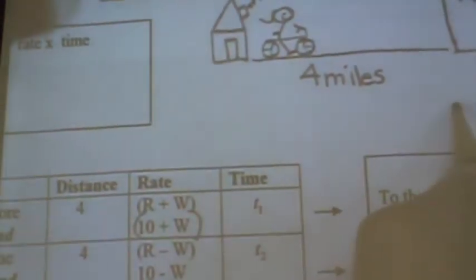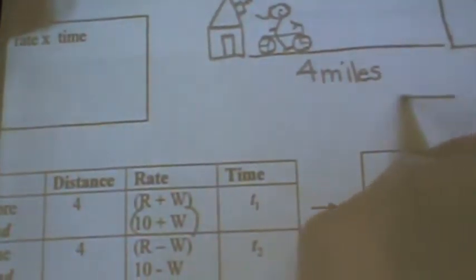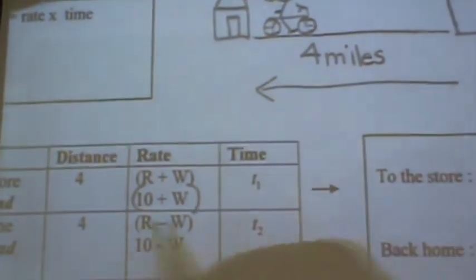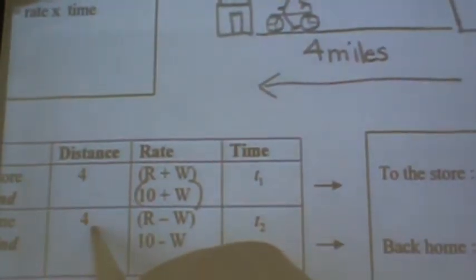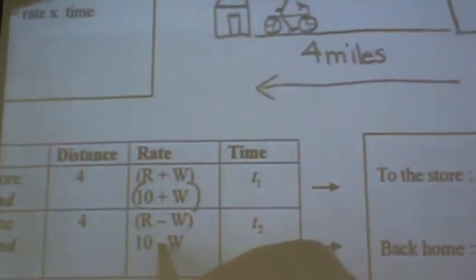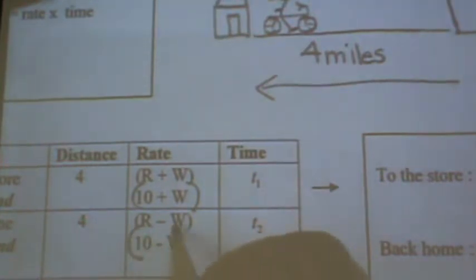Going back home, you're going against the wind. So you cancel, it's everything still out. 4 miles, but it's 10 minus W, the wind speed.